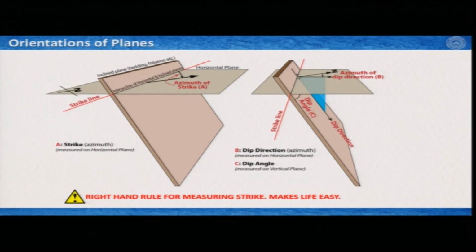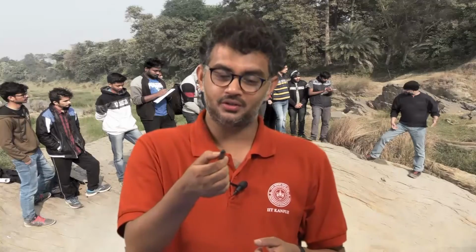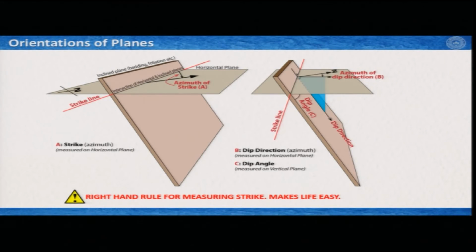What we see in this image is an inclined plane, this light brown plate that you see. If you imagine a horizontal plane intersecting this inclined plane, then the intersection of the inclined plane and the horizontal plane would produce a line. Now, this line is lying on the horizontal plane, and the orientation of this line with respect to the north gives you the azimuth of the strike, or the strike of this inclined plane. We will have the definition in the next slide.